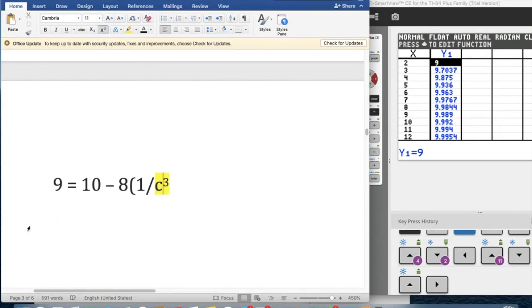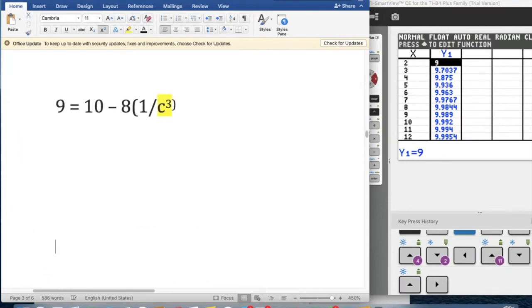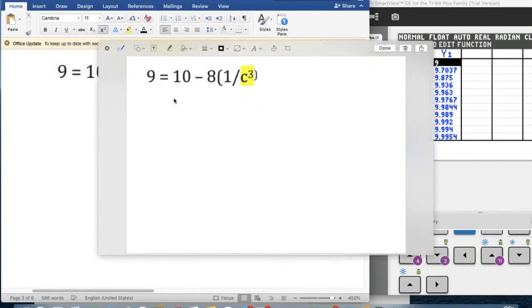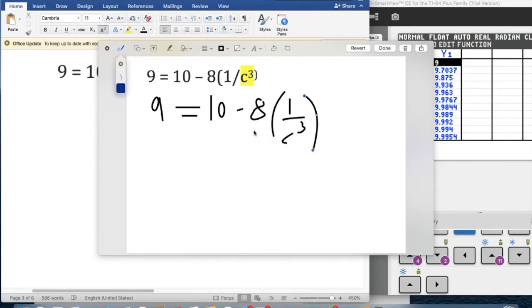And actually, for this question, I think it'll be better if I actually draw on the screen so you understand exactly what I mean. So if we take this, 9 equals 10 minus 8 lots of 1 over c cubed. So effectively, what we're doing is we're multiplying two fractions together, 8 over 1 and 1 over c cubed. And when you multiply them together, the 8 becomes the new numerator and the c cubed becomes the new denominator. So we get 9 equals 10 minus 8 over c cubed.